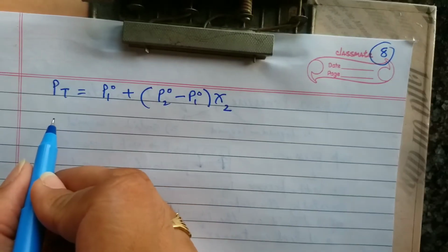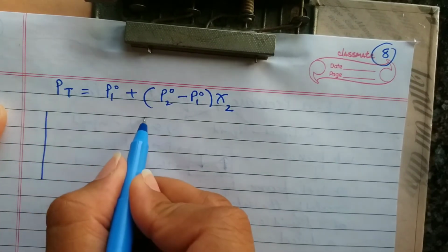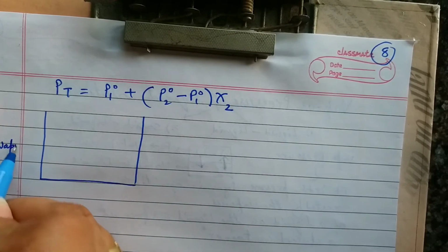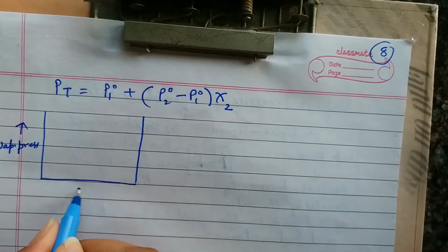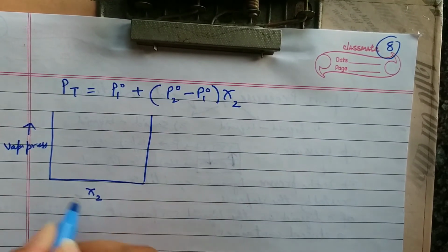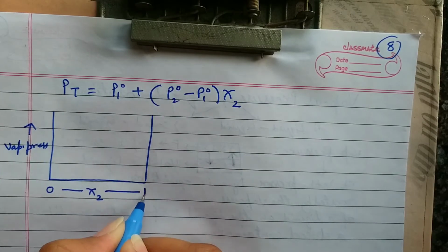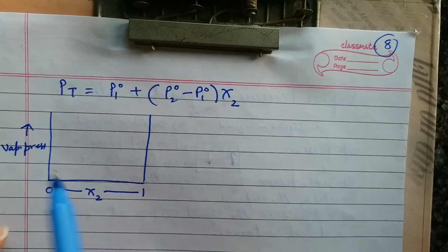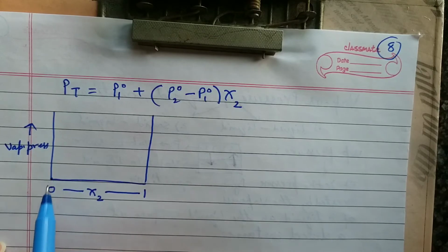Now using this relationship, if we plot a curve between vapor pressure, let's take vapor pressure on the y-axis and mole fraction chi2 on the x-axis. As you know, the mole fraction minimum can be 0 and maximum it can be 1. So let's see when chi2 varies from 0 to 1, how will the total pressure vary. Now if you substitute the value of chi2 equal to 0, so this is the point where chi2 is 0.